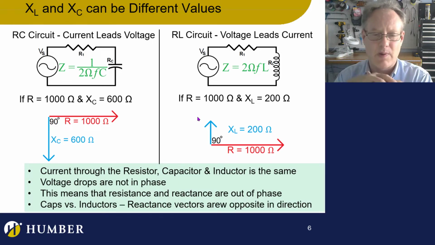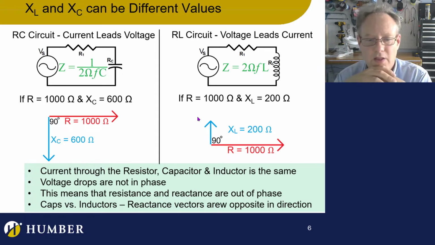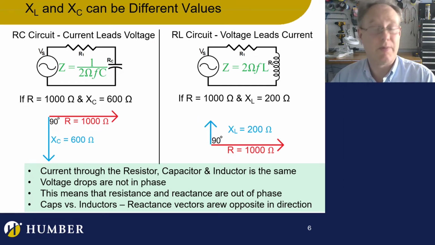Now let's stop and pause and talk about this. Current through the resistor, capacitor, and inductor is the same. Right, it's important that we understand that. The current's always in phase. You can't have more current going through the resistor and less current going through the capacitor. They're in series. Right? The voltage drops are not in phase. This means that the resistance and reactance are out of phase for sure. And for capacitors versus inductors, the reactance vectors are in opposite directions.